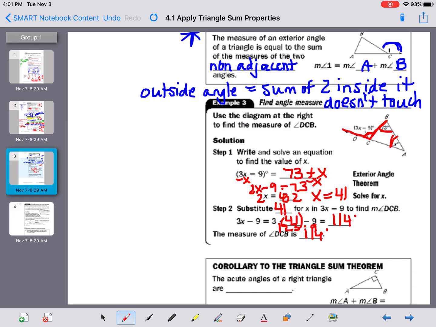Let's double check it. If I put x out here as 41, what's 73 plus 41? 114. So those two inside should add up to the same thing as the outside, 114.